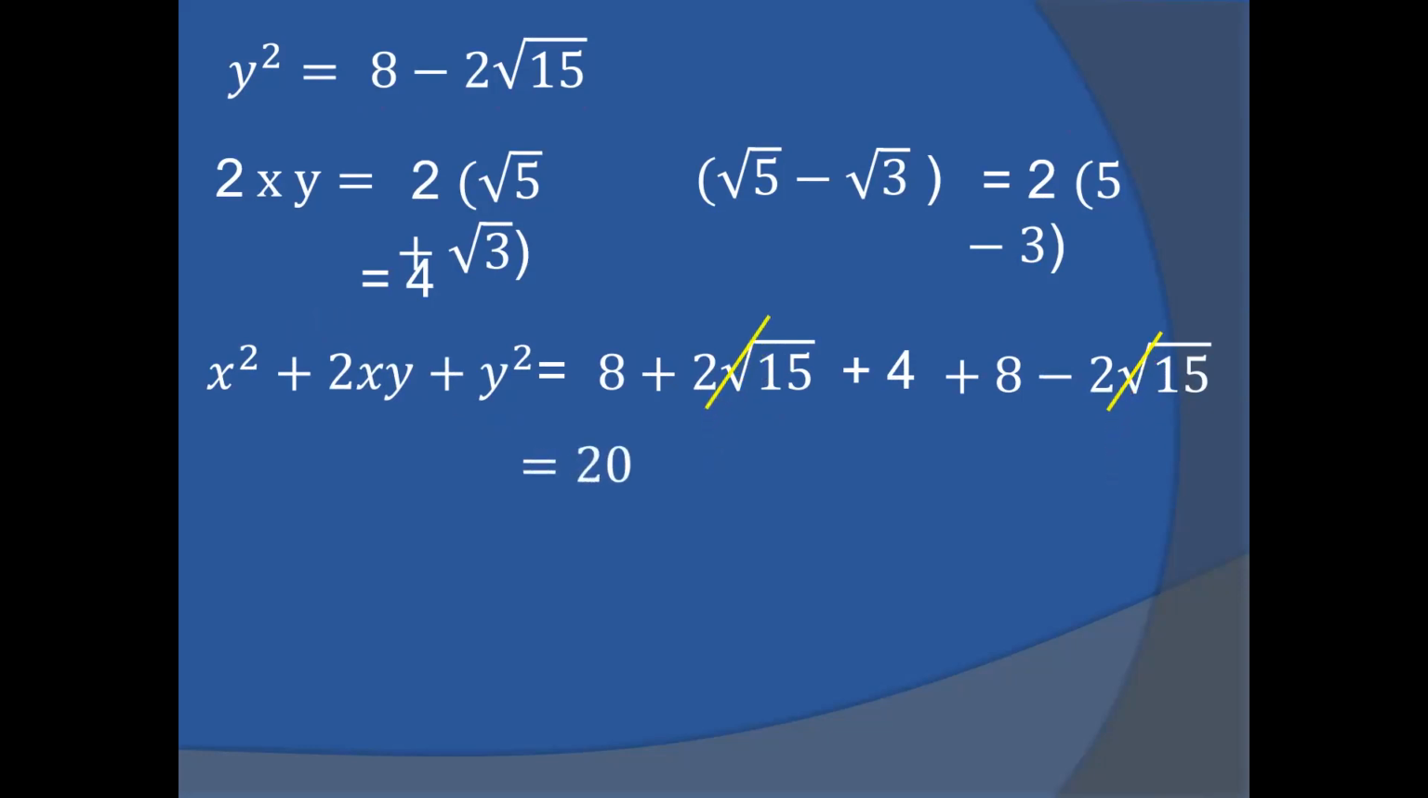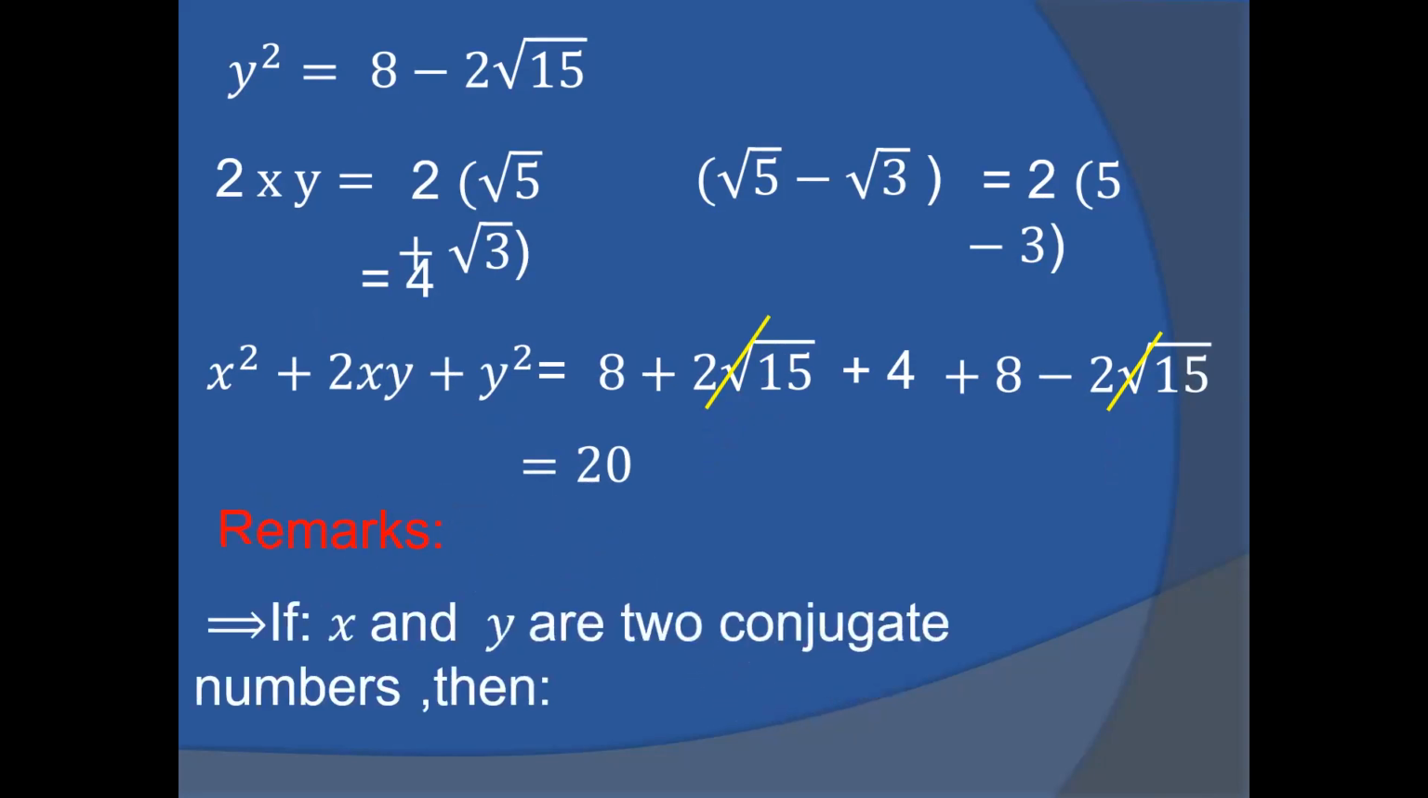And here plus 8 minus 2 root 15. 2 root 15 cancels with negative 2 root 15, sorry. And the answer will be 8 plus 4 equals 12, and 12 plus 8 equals 20.